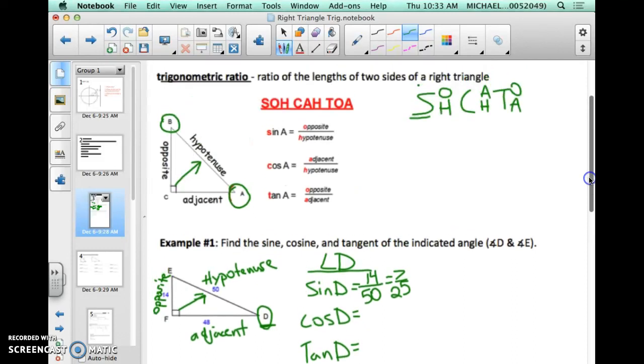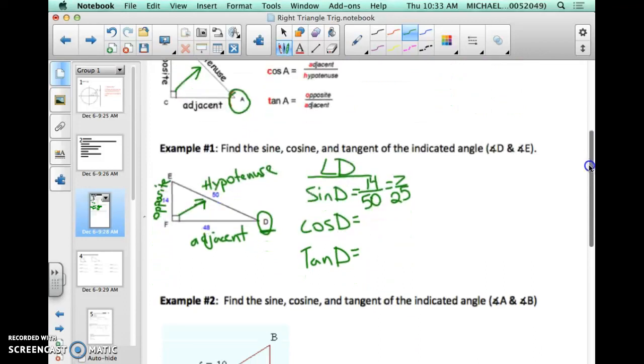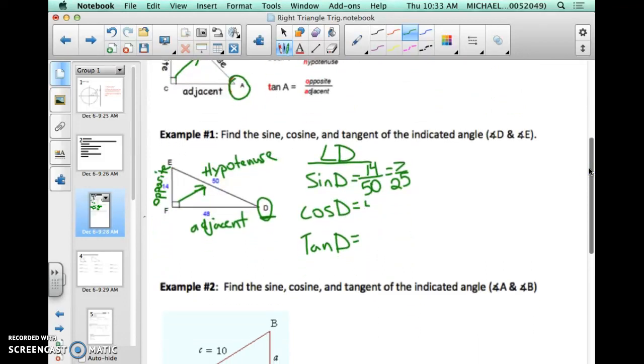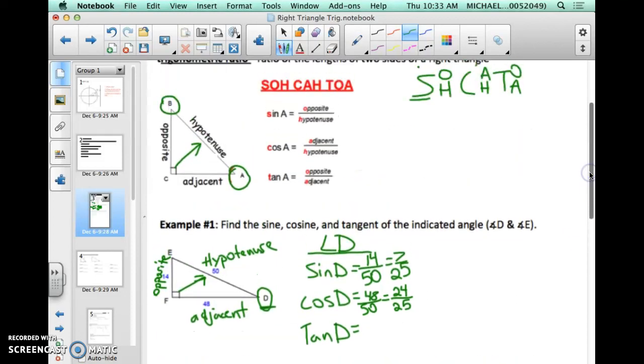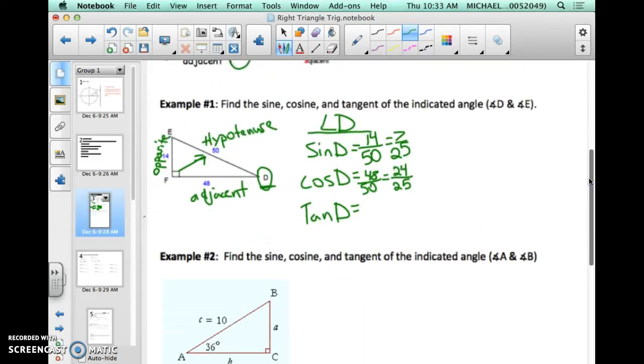Cosine, if I go to SOHCAHTOA, is CAH, and it's adjacent over hypotenuse. So the adjacent side is 48, the hypotenuse is 50, and that reduces to 24 over 25. And then finally, tangent is TOA, opposite over adjacent. The opposite is 14, the adjacent is 48, and that reduces to 7 over 24. So I have found my trig ratios of angle D.